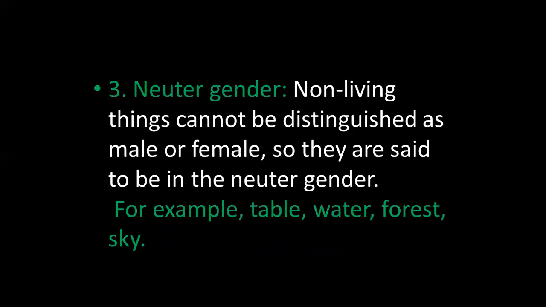Neuter gender. Non-living things cannot be distinguished as male or female. So they are said to be in the neuter gender. The things that are not living cannot be distinguished whether it is a girl or boy, male or female. Therefore, they are said to be in the neuter gender. For example, table, water, forest, sky, etc.